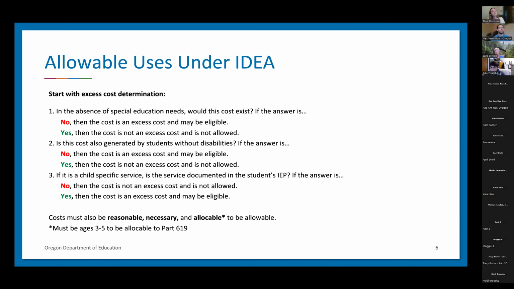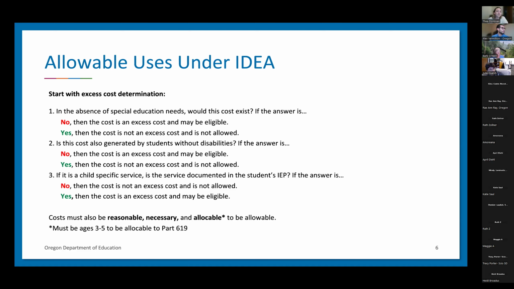So when we're looking at 611, 619, the way that we decide if an expense is going to be allowable, this is what we use at the state level, is more of a decision tree rather than just a list of things that can be used or not used for. The first thing that we would look at is the excess cost. And to determine that, we look at these 3 questions.